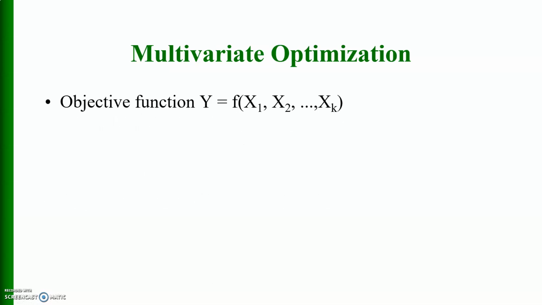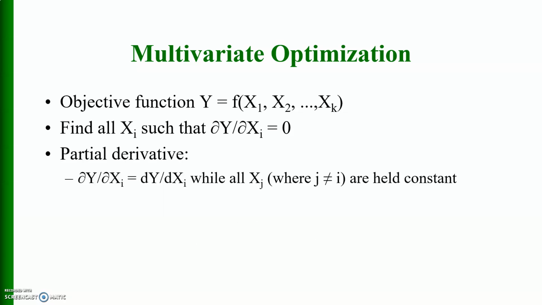Then we have multivariate optimization. Let us suppose our objective function is y is a function of x1, x2 up to xk. Find all xi such that del y over del xi is equal to 0. Then we will take partial derivatives while all xj, where j does not equal i, are held constant.